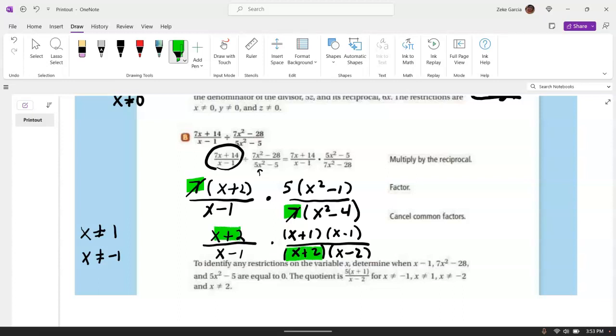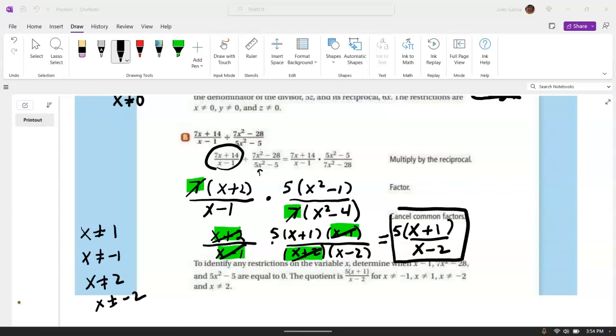This becomes 1. This becomes 1. So I'm going to go ahead and simplify. That becomes 1. This becomes 1. So what we're left with is x plus 1 over x minus 2. And we did have a 5, so I forgot the 5 here, so it's 5. So restrictions: x can't be 1, x can't be -1, x can't be 2, and x cannot be -2. So those are the restrictions, and this is when it's simplified right here.